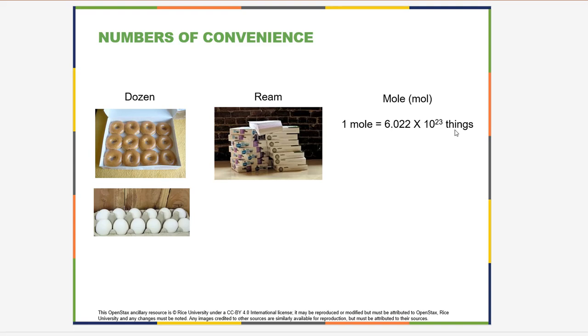If you were an extremely rich person, you could have a mole of dollars. That's more dollars than there are, so no one person would have a mole of dollars. This is a huge, huge, huge number. However, it is a number of convenience in chemistry. And here's why.